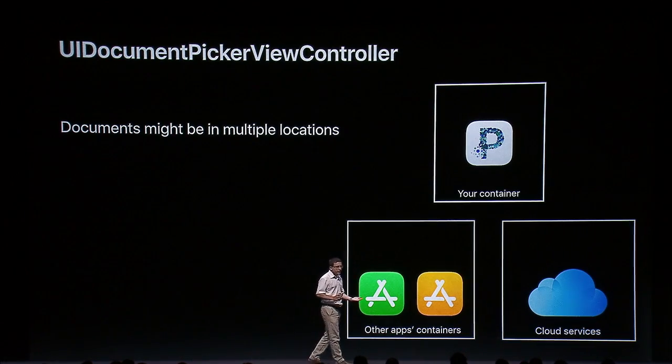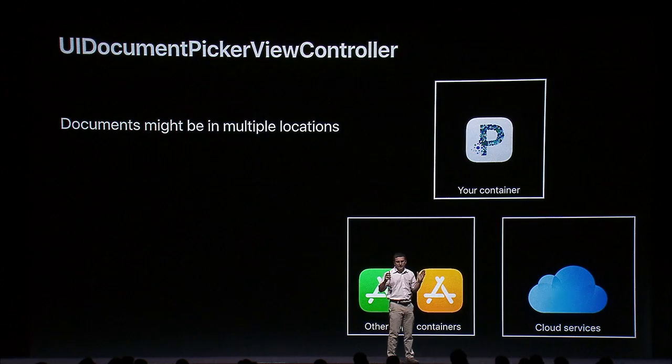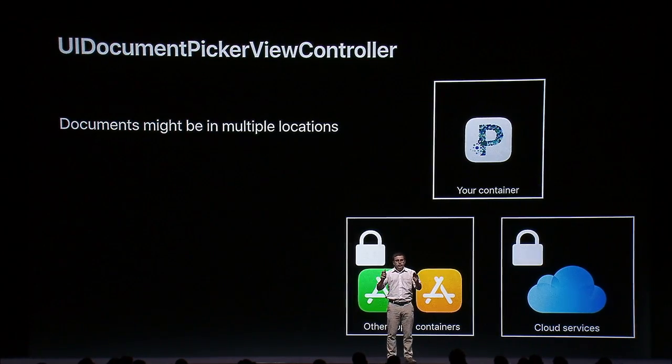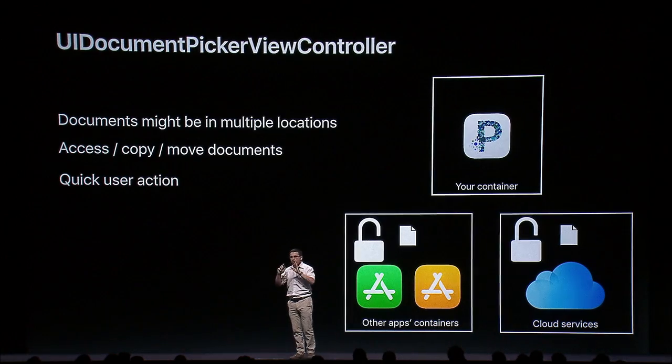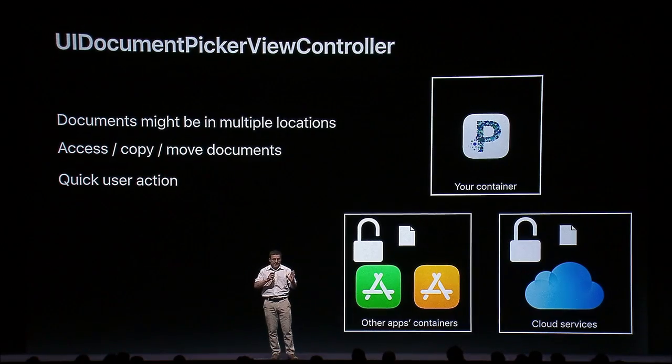Why do we need to give you a document picker? Because, as I have said, documents might be in multiple locations. They can be in the cloud or in other app containers. And by default, you do not have access to this. So you need something to let you access, copy and move documents between these locations. And this is what the document picker does. It goes away once the files get chosen, so if you want something which stays on screen for a long time, you should check out the document browser instead.